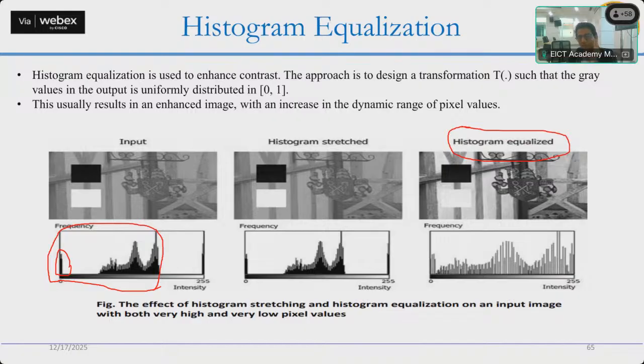Is there any denoising? See, denoising actually will come later. Here actually we are enhancing the image, right?